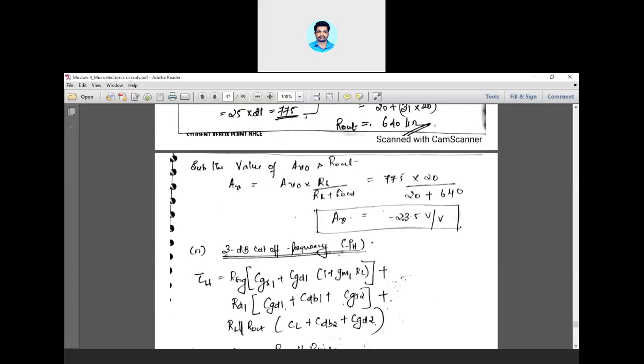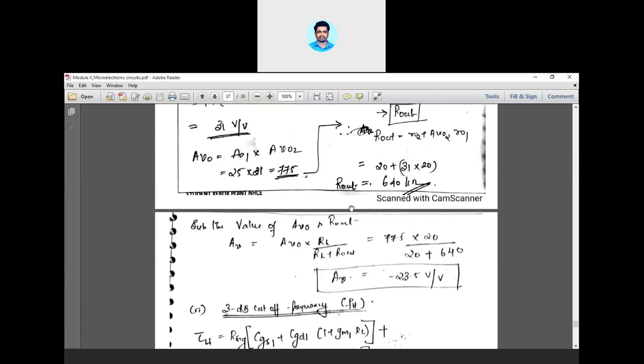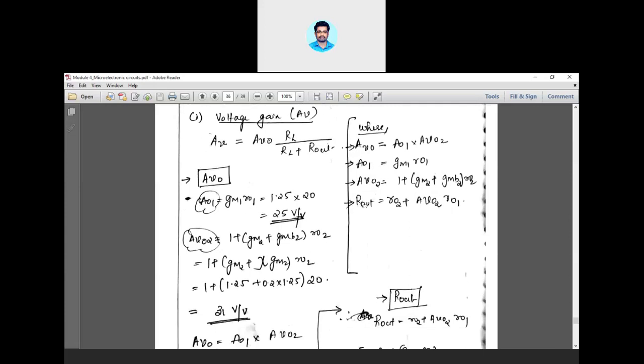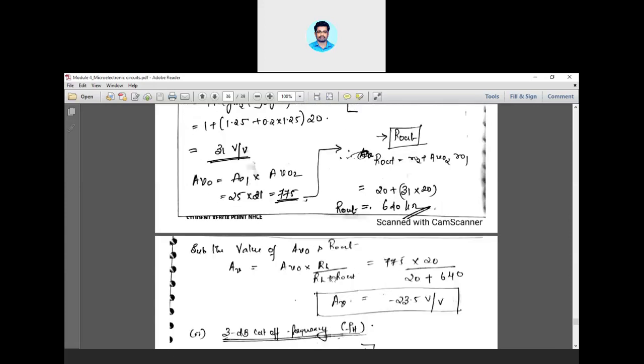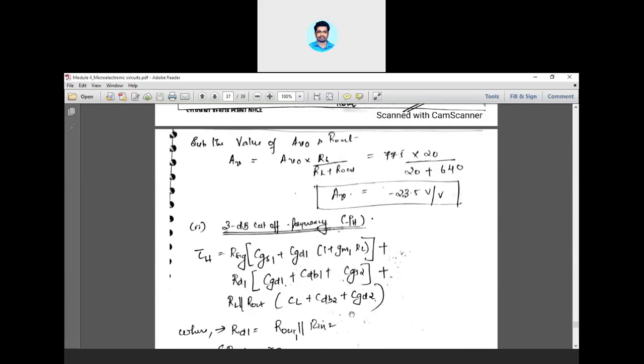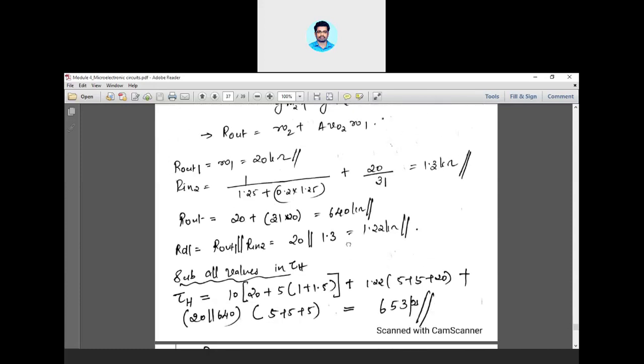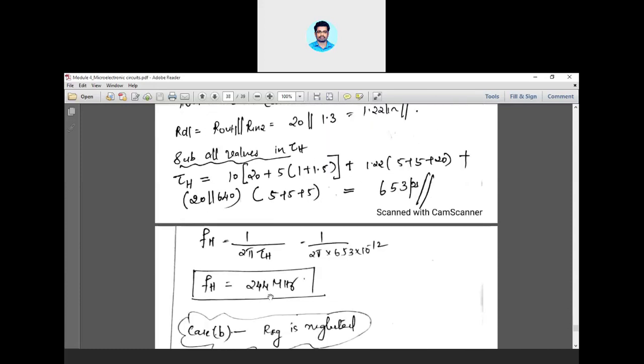Now let us check what is the effect on cutoff frequency. Earlier your cutoff frequency was 155 megahertz. Now for the cascode amplifier, you are again finding the cutoff frequency. Your equations will be different. So write that equation, all the parameters you find out, substitute, you will get the value of FH as 244 megahertz, that is, it has been increased. Means your gain has also increased, your cutoff frequency, bandwidth, has also increased. Means the gain bandwidth product constant, that theory is not applicable for this case.